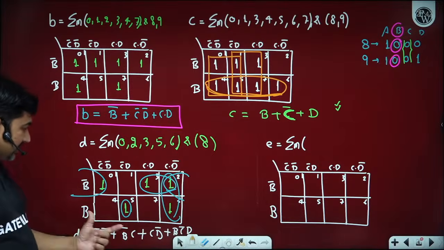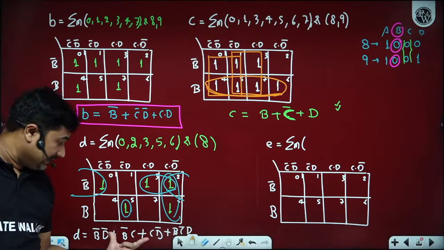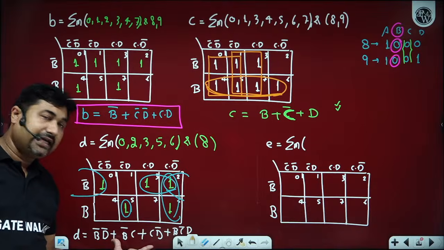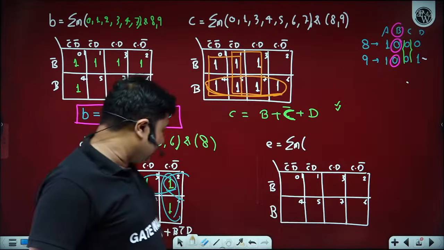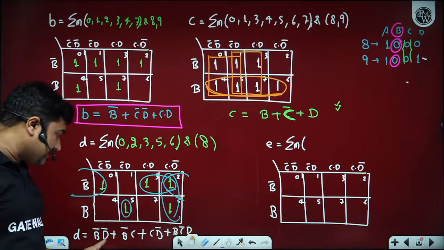Whether this expression is sufficient to define 8 and 9? Yes. If you observe 9, for 9 we have D equal to 1. If we have D equal to 1, then D bar is 0.